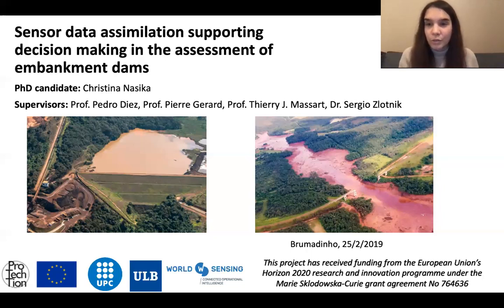So we would like to create a tool that will be able to look out for trouble at all times during the operation of these structures and raise an alarm as soon as a hazardous situation is identified.